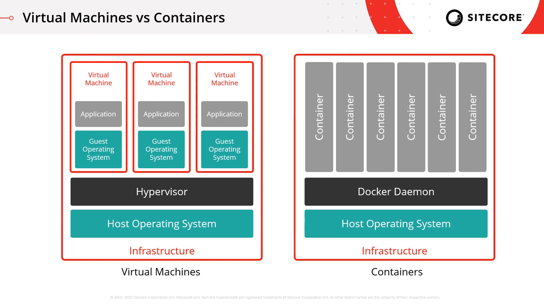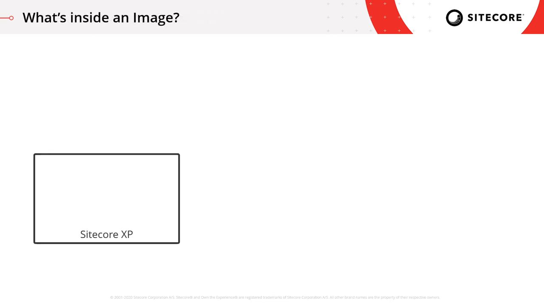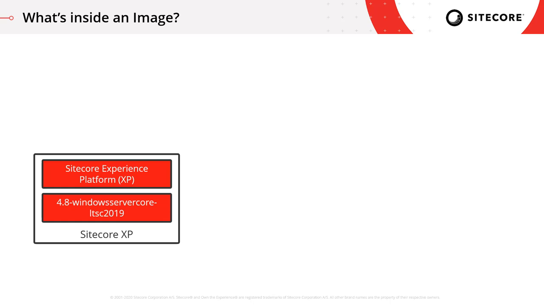But where do these containers come from? Well, a container is built from an image, and an image is created in layers. If we look at this example of a Sitecore XP image, the first layer we build on is the .NET 4.8 Windows Server Core Long-Term Support 2019 image. This is an image provided by Microsoft. We pull that image down from the Docker registry, and we then add our own layer on top, which includes all of the XP functionality. This may be an image for a CM or a CD, but they're all built in the same manner.